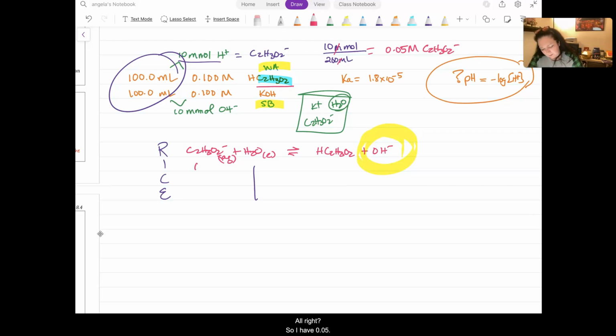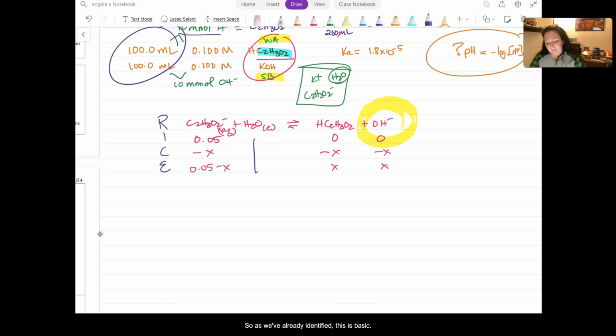All right, so I have 0.05. That's my initial concentration of the acetate. So when this first reacts, that's what I've got. And then what's going to happen is the acetate will react with the water, but initially I don't have any of this. We know that's going to cause a shift in this direction. And then I have this, this, and this. Great. So as we've already identified, this is basic.